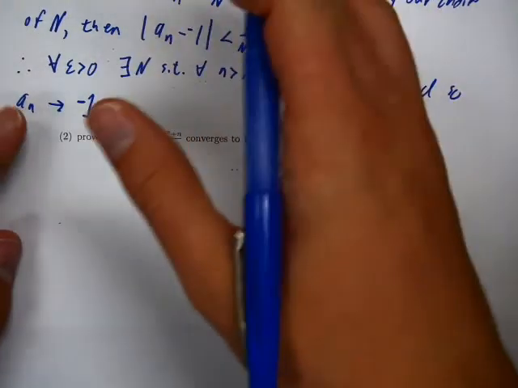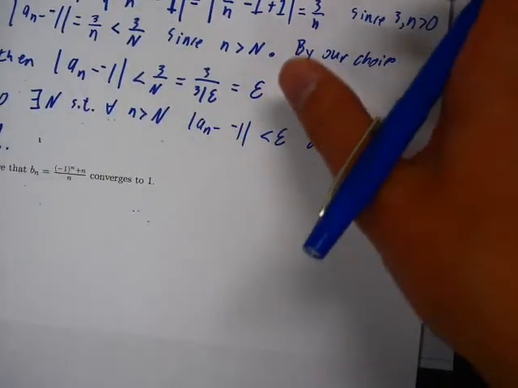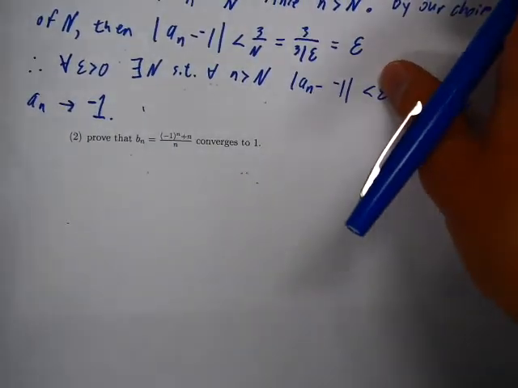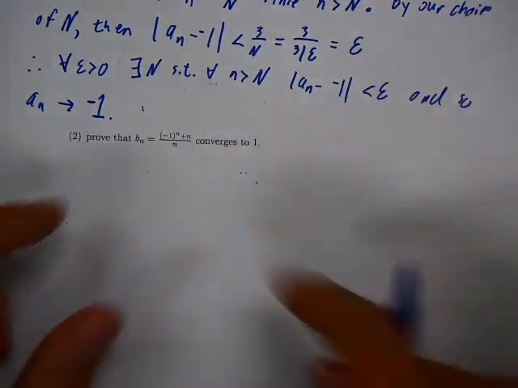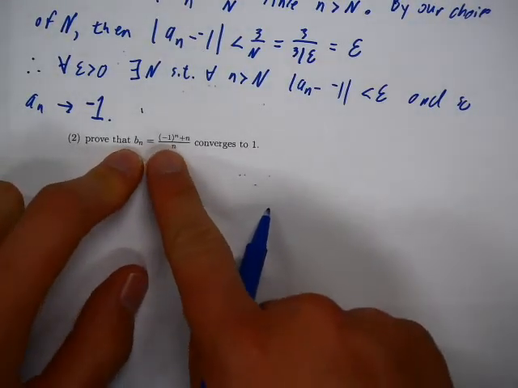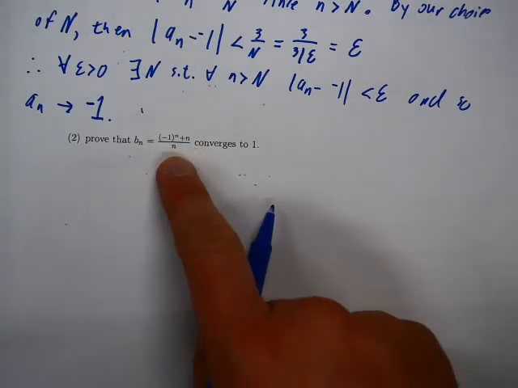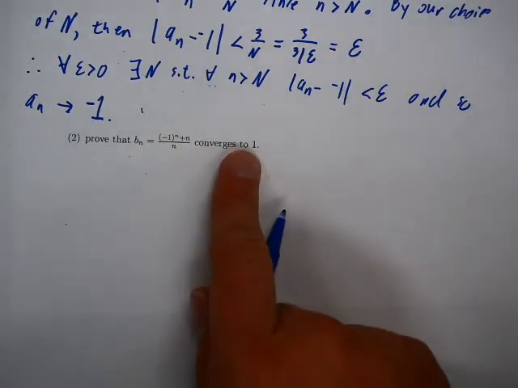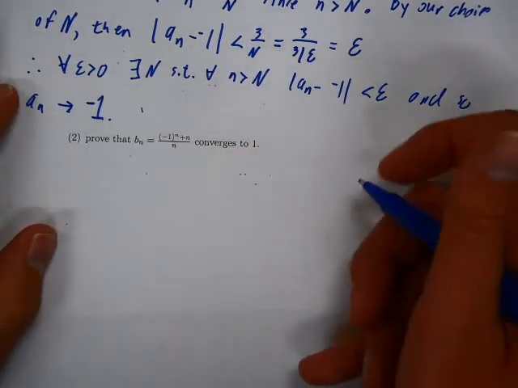So the whole goal of this series of, I think it's going to be like 3 videos, is proving some things about limits and their values. So let's just keep on going. Let's prove that the sequence b sub n given by ((-1)^n + n) all over n converges to 1 as n goes to infinity.